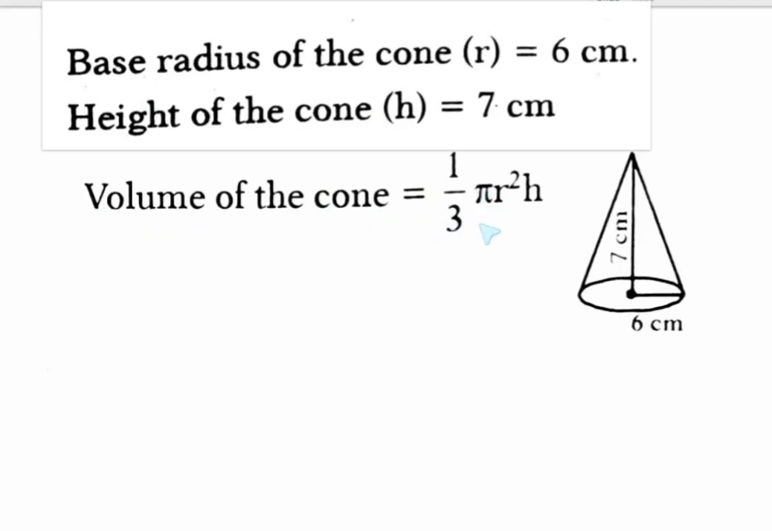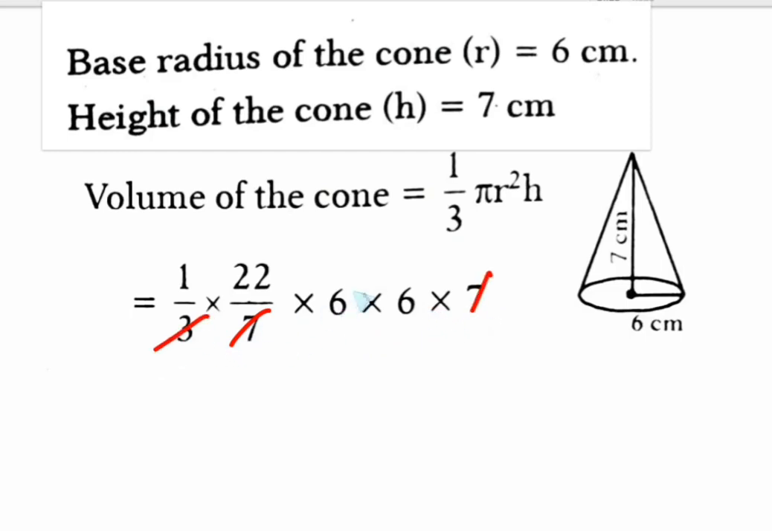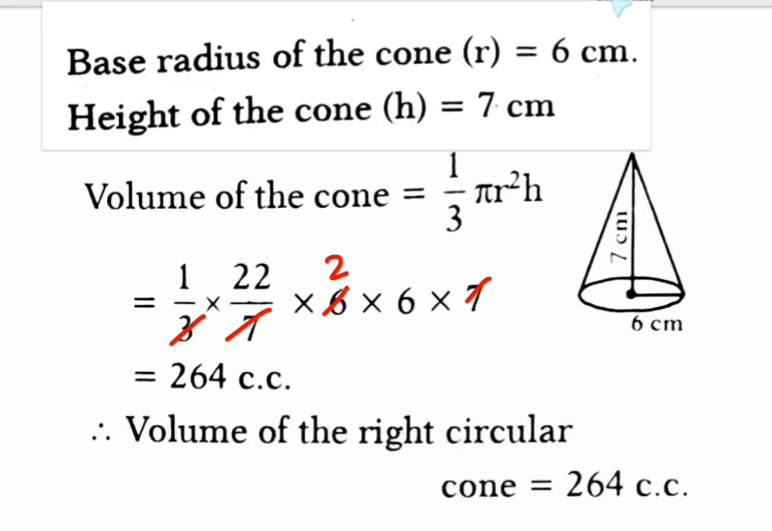Volume of the cone is 1 by 3 pi r square h. Now substitute the values in this formula. That is equal to 1 by 3 into pi equal to 22 by 7 into r square is equal to 6 into 6 and h is equal to 7. Therefore, the 7s get cancelled. 3 2s are 6. 22 into 2 into 6. 2 6s are 12. 12 into 22 is equal to 264 cubic centimeters. Therefore, the volume of the right circular cone is 264 cubic centimeters.